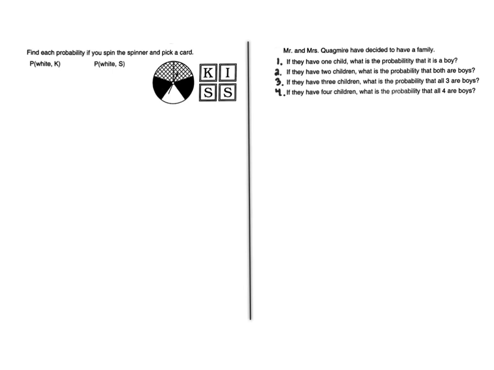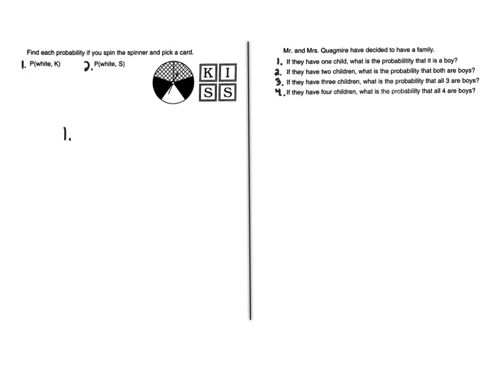In these two problems, we're going to take a look at probability of separate events that are happening at the same time. So, for instance, in the first problem, we want to find the probability if you spin the spinner and pick a card. So in number one, I want the probability of hitting the white area on the spinner and selecting the letter K out of the cards. So we're going to find the probability of each event separately first, and then we'll deal with how you figure out what the probability is of them happening at the same time.